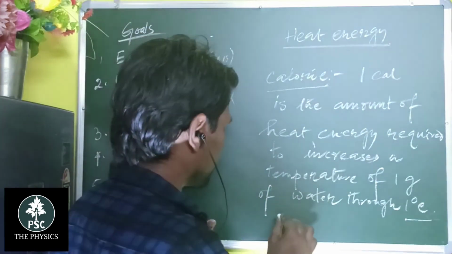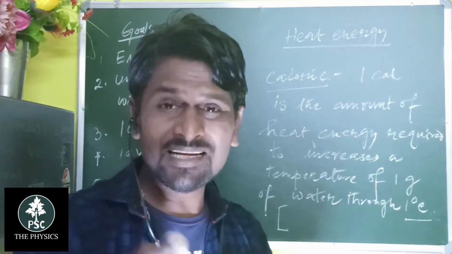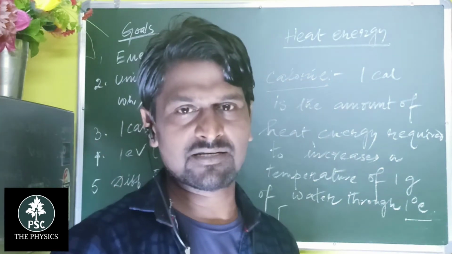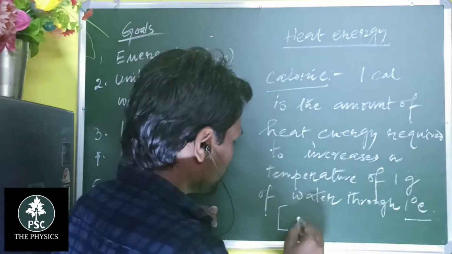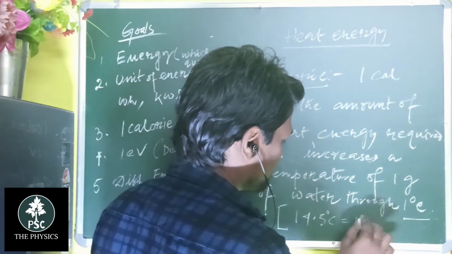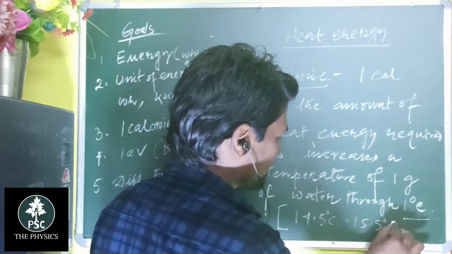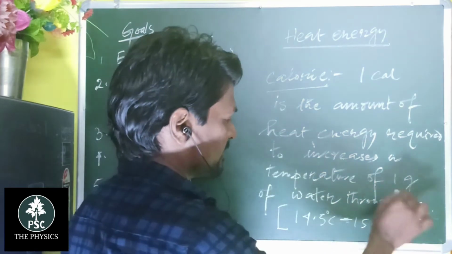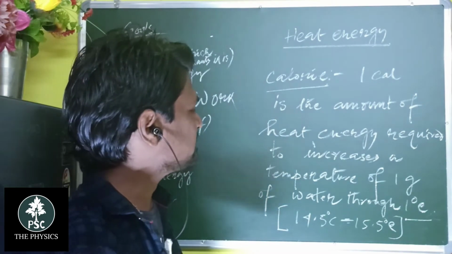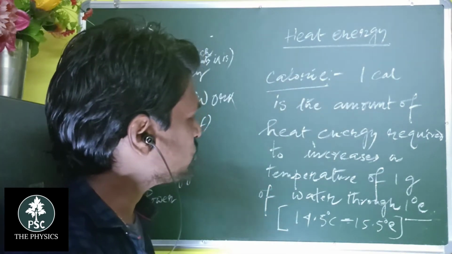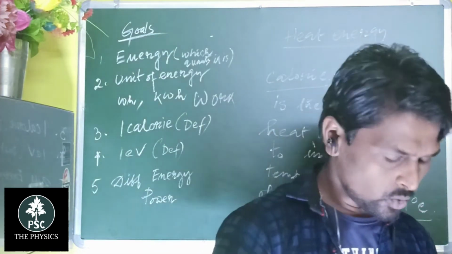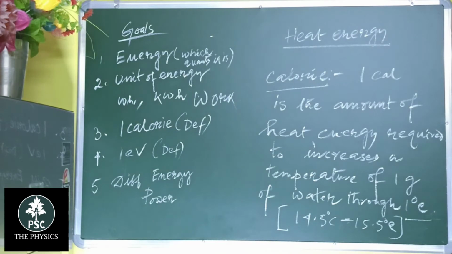And since water has anomalous behavior within 4 degree centigrade, you can specify the value from 14.5 degree centigrade to 15.5 degree centigrade, that is also 1 degree. So easily you can say that 1 calorie is the amount of heat energy required to increase the temperature of 1 gram of water through 1 degree centigrade, or in place of 1 degree you can write 14.5 degree to 15.5 degree.